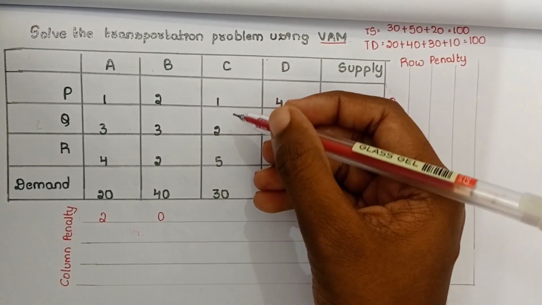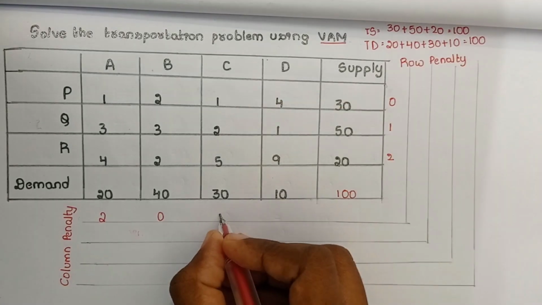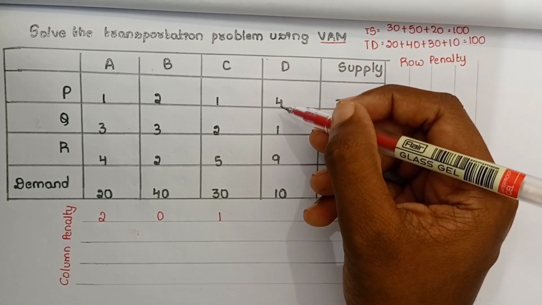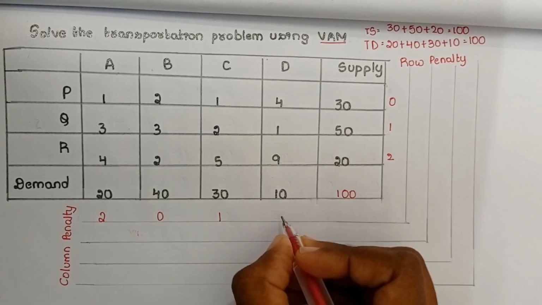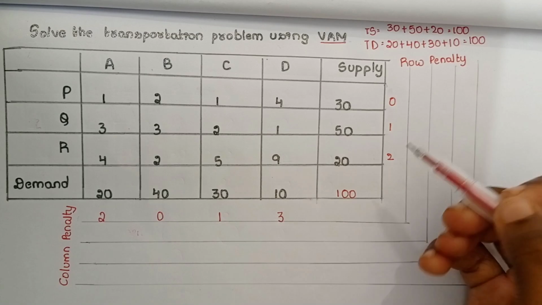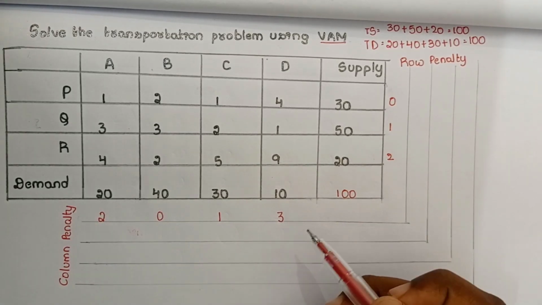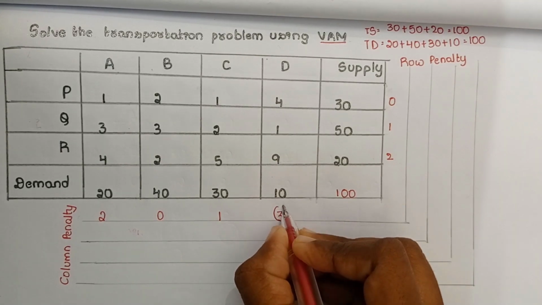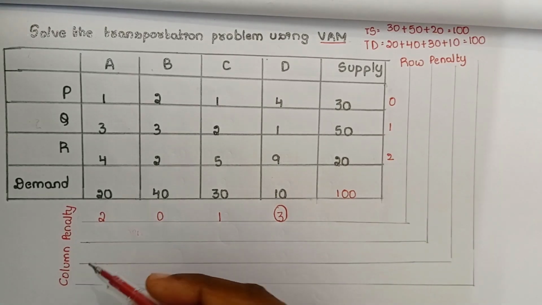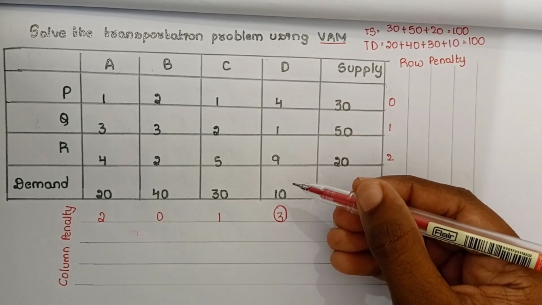And in the third column, the first least value is 1 and the second least value is 2. So 2 minus 1 is 1. In the fourth column, the first least value is 1 and the second least value is 4. So 4 minus 1 is 3. So we got the values of column penalty as well as row penalty: 0, 1, 2, 2, 0, 1 and 3. Among these, the greatest value is 3. When we compare all the row penalty and column penalty values, the highest value is 3. So I will select this column for allocation.